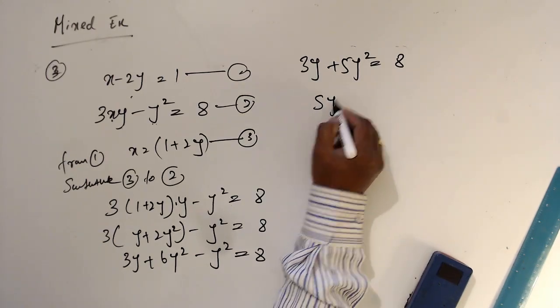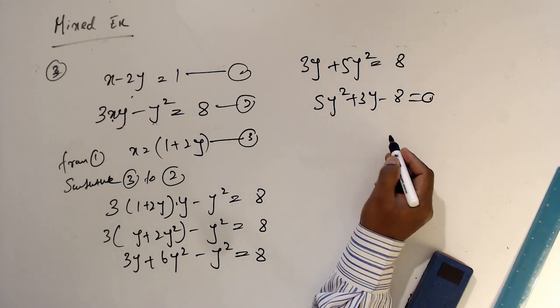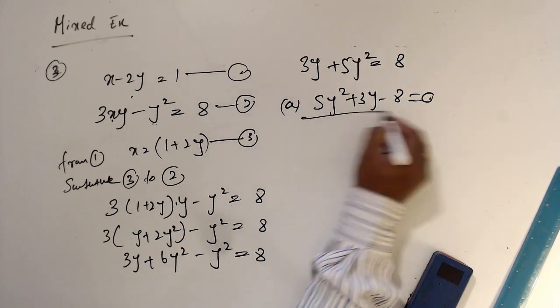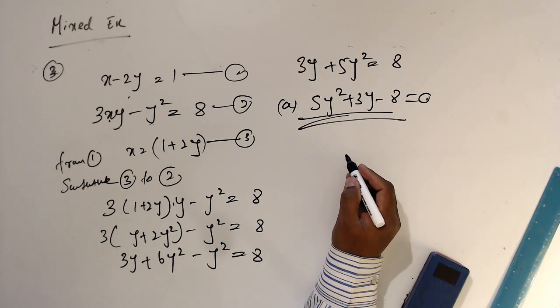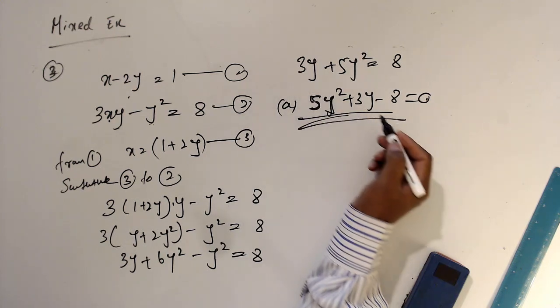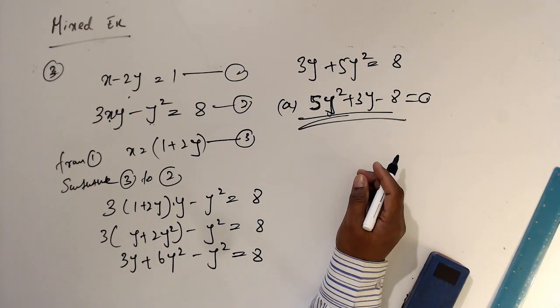Now 5y square plus 3y minus 8 equals 0. So we are at part 1 now. Hence, part B, find the pair of x, y for simultaneous equations. Okay, now we have to solve this equation and we have to get two answers for y.